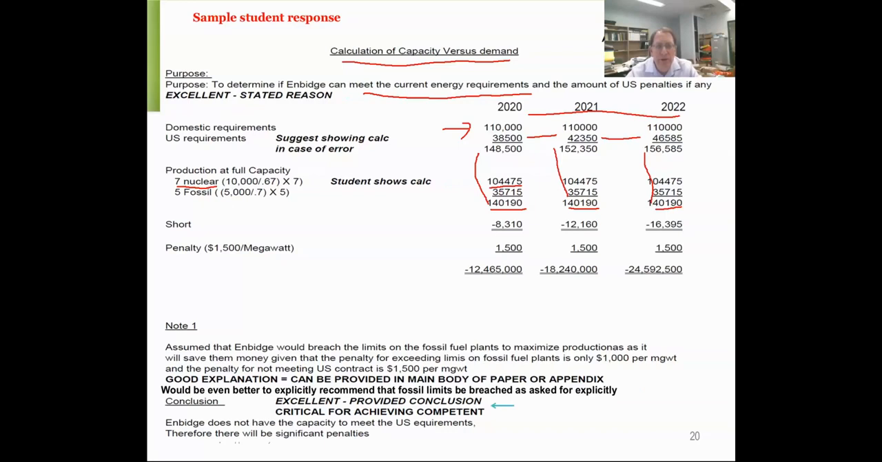Assume Enbridge would breach the limit on the fossil plant to maximize production. They'll save money, given that the penalty exceeding on the fossil plant is only 1,000 per megawatt, and the penalty for not meeting the U.S. contract is 1,500. Beautiful. I'm saying you could have done this either in the main body or in the Excel, whatever. Conclusion, Enbridge does not have the capacity to meet the U.S. requirement. We are going to be short. Therefore, there will be significant penalties.